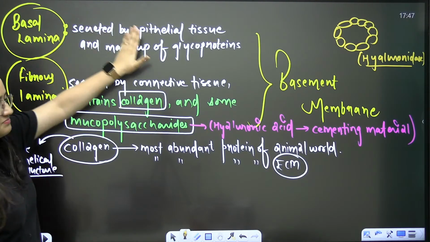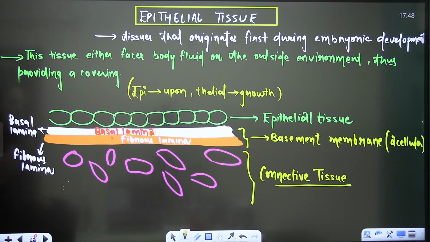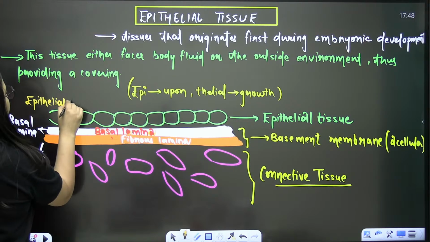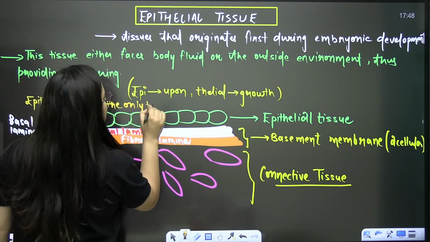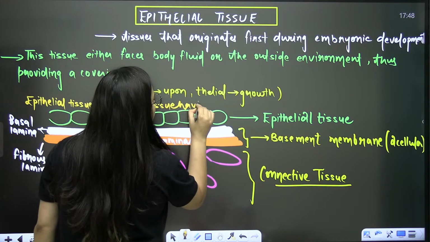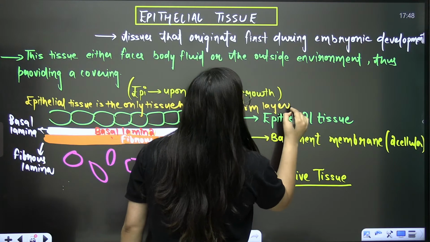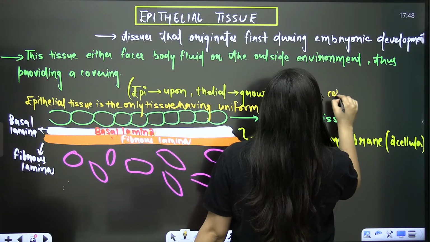Yes, this basement membrane is secreted by both the epithelial tissue as well as the connective tissue. Sure? So please mark this line: epithelial tissue is the only tissue having uniform layers, and cells are compactly arranged.